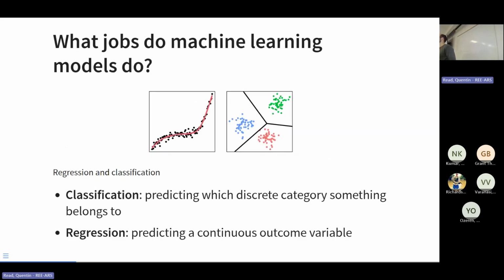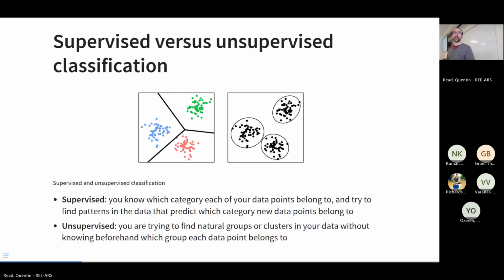So what are these jobs that a machine can do for us? There are two main types that we're going to cover, one example of each today: regression and classification. Regression would be like the one on the left, where the outcome variable is continuous and we're trying to predict the continuous value. Classification would be predicting which of two or more discrete categories something belongs to. We're going to go through an example of both, and the first one is classification.